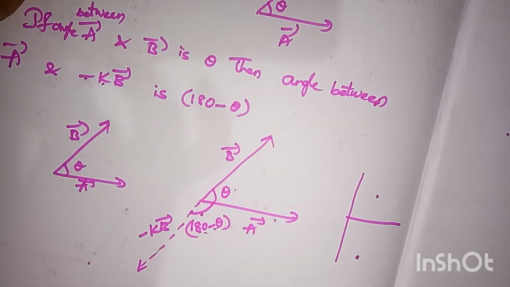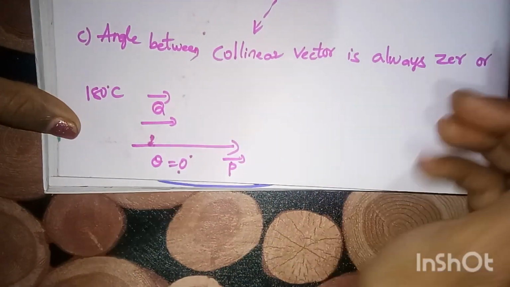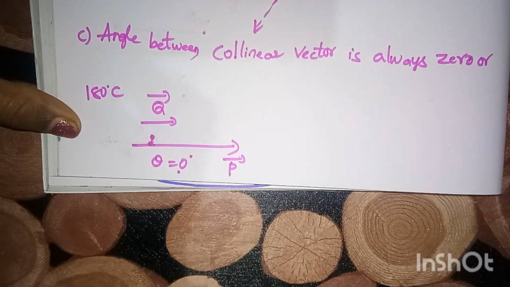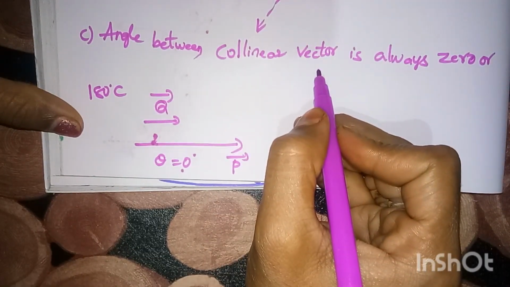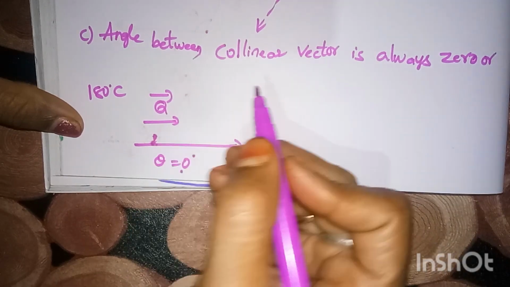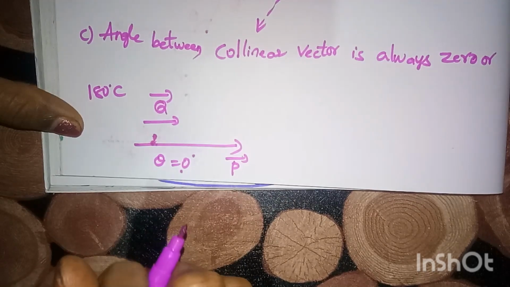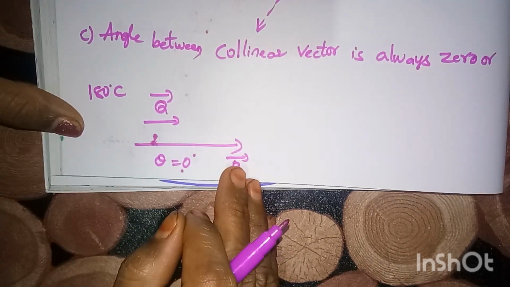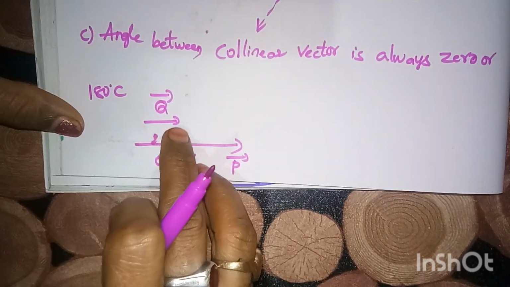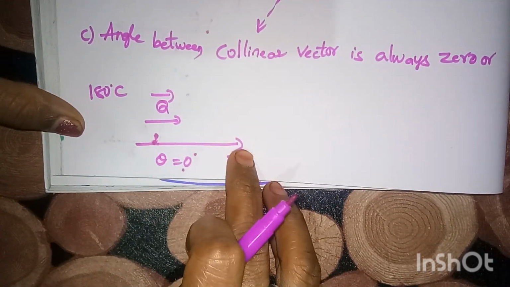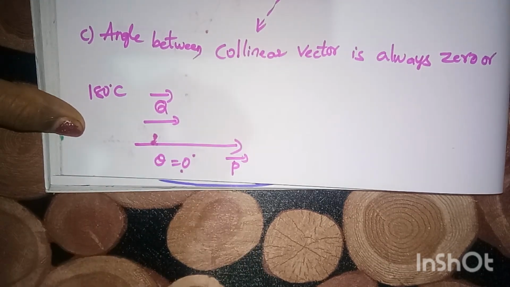Okay. So the angle between collinear vectors is always 0 or 180 degrees. What is meant by collinear vectors? I have explained in the previous class: two or more vectors moving in the same line. Their magnitudes may be different, but they should move in the same line. So you can see here they are moving in the same line but with different magnitudes.